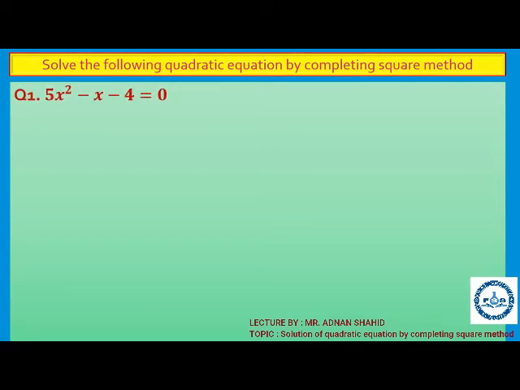The question is 5x square minus x minus 4 is equal to 0. First you have to check whether it is a quadratic equation or not. We have discussed in the previous lecture what is the identification of the quadratic equation. It must be a second degree equation. So the highest power on the variable must be 2. So in this equation, in the first term we have 5x square. It means the highest power, rather to say the degree of the equation, is 2.